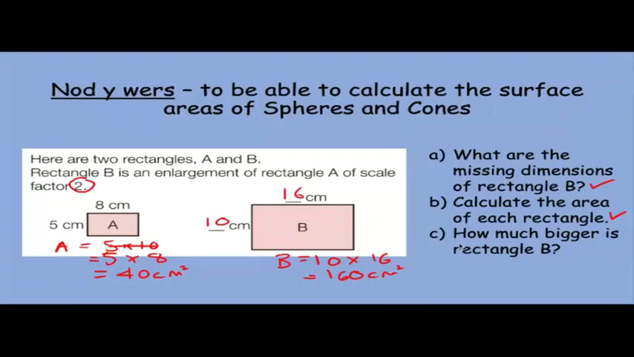So this thing here is really asking for our area scale factor. So what would we have to multiply 40 by to get to 160? So we would have to obviously multiply that by 4. So B is 4 times bigger.